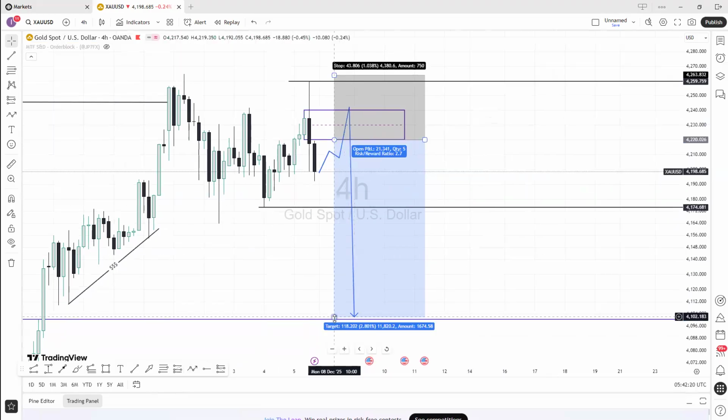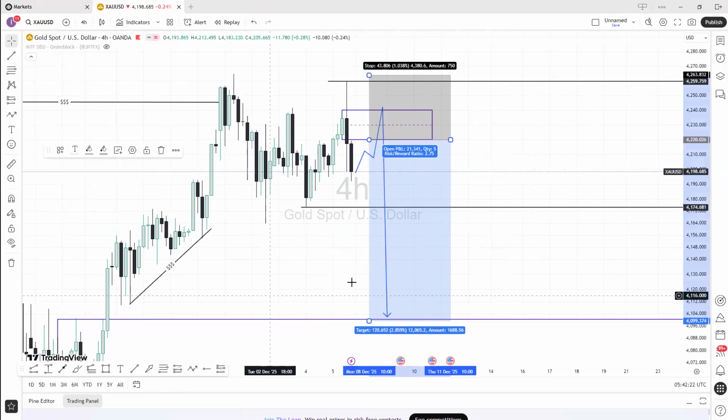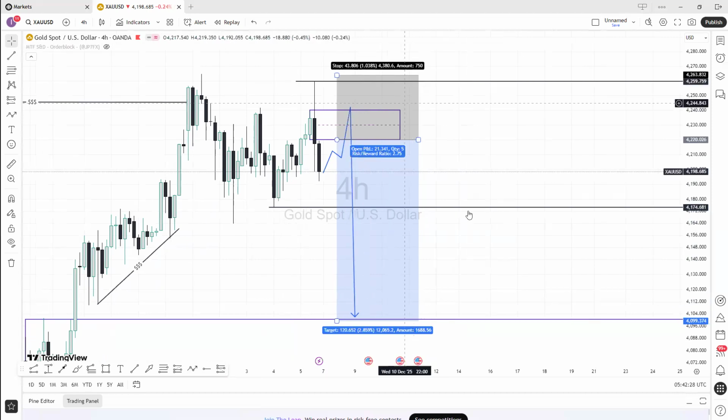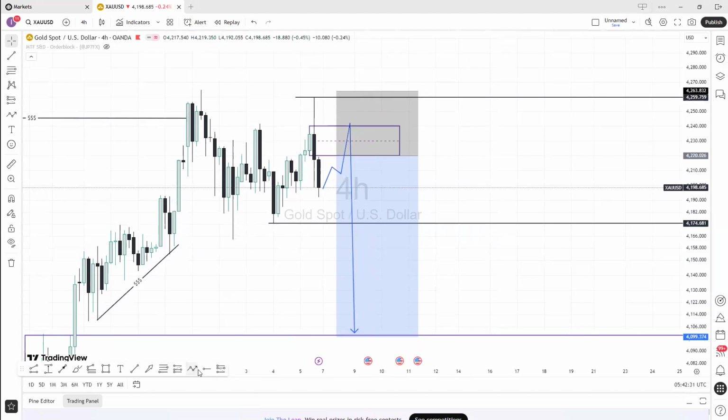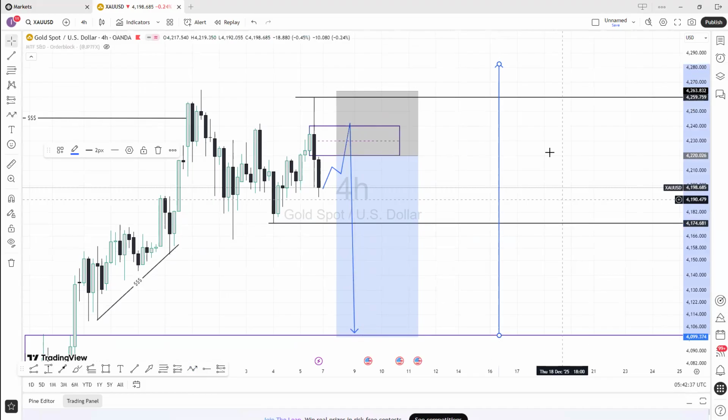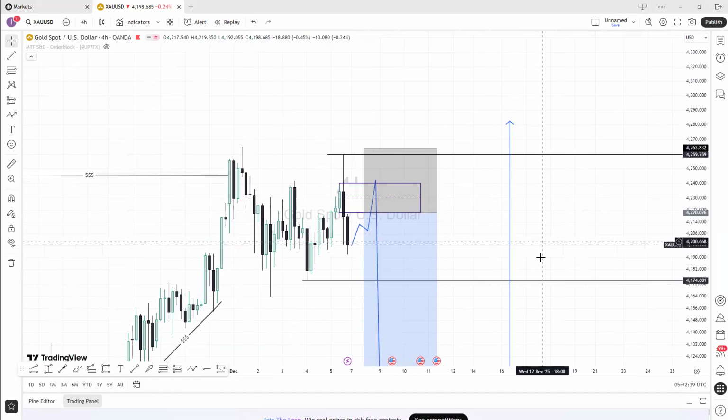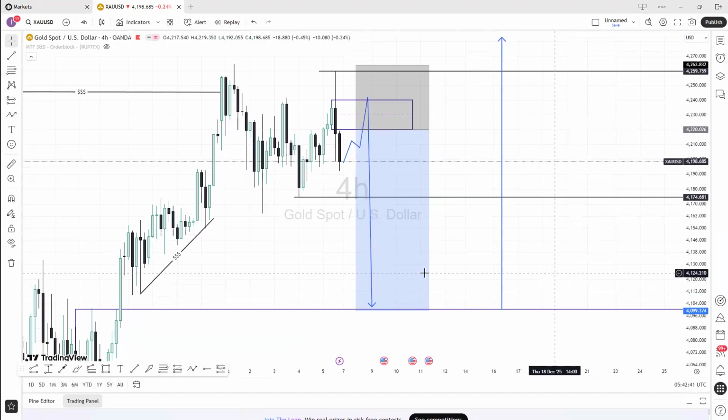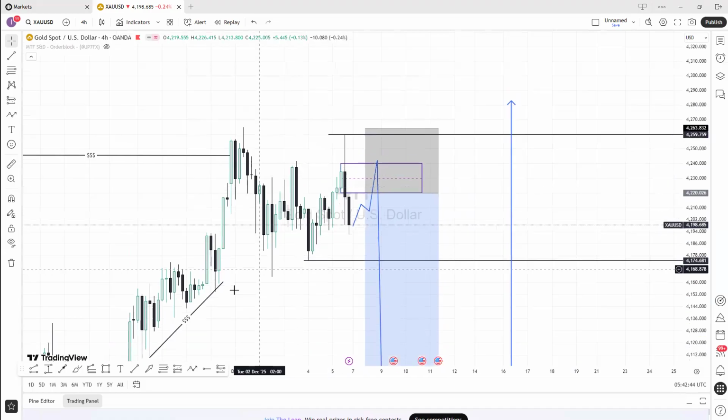I expect it to take a short position until price reaches that previous unmitigated daily demand. And then after that, we will find buys, I think, in January. We take a long position and hold it until December. It will be bullish. So that is it on Gold.